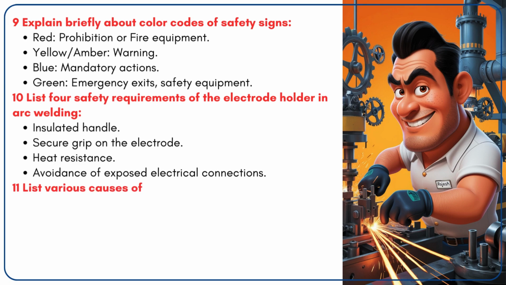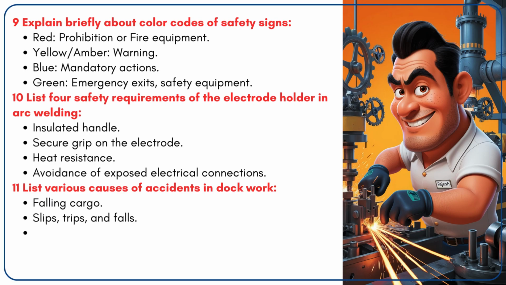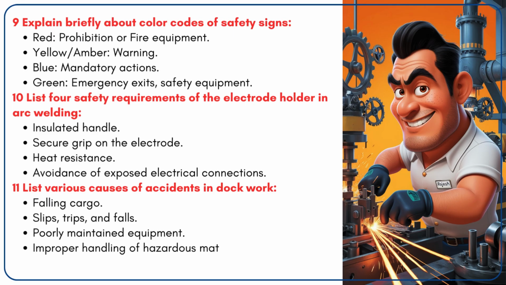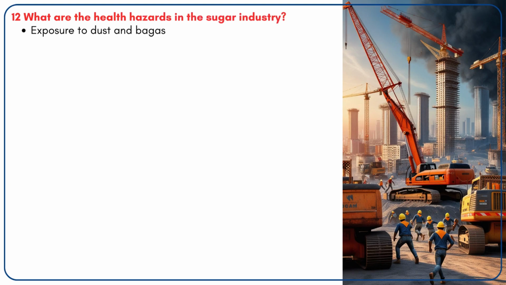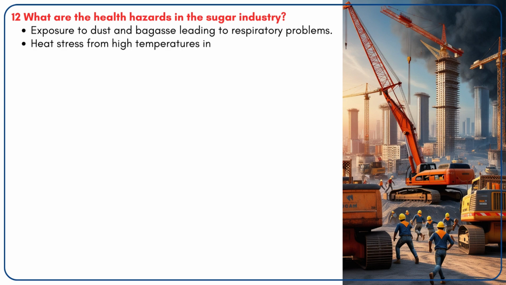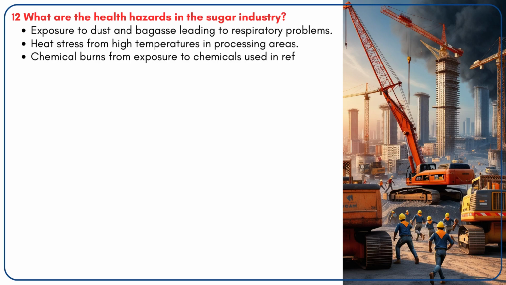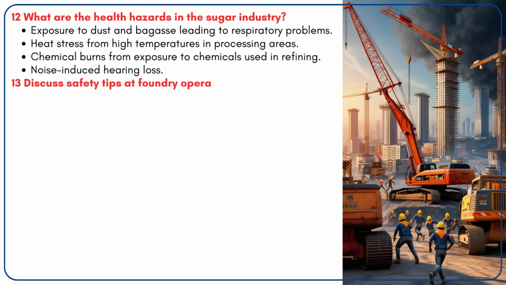11. List various causes of accidents in dock work. Falling cargo. Slips, trips, and falls. Poorly maintained equipment. Improper handling of hazardous materials. Lack of proper training. 12. What are the health hazards in the sugar industry? Exposure to dust and bagasse leading to respiratory problems. Heat stress from high temperatures in processing areas. Chemical burns from exposure to chemicals used in refining. Noise-induced hearing loss.